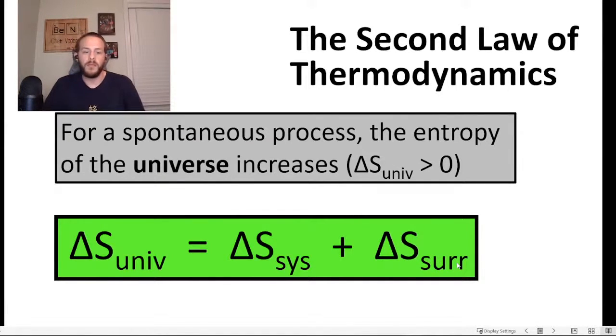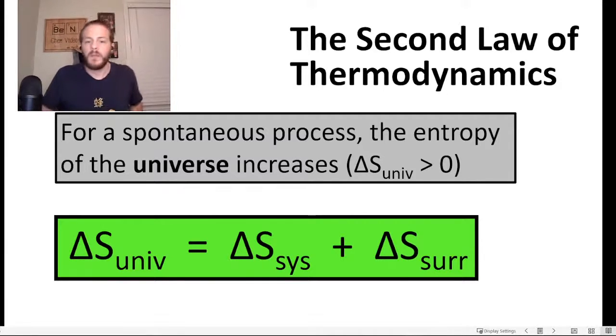So when you have a thermodynamic system, that's the part of the universe that you are focusing on. That's the part that you're studying. And the surroundings is literally everything else in the universe. Delta S universe is equal to delta S system plus delta S surroundings. Okay, so now that we understand that, I think we're ready to move forward even more.